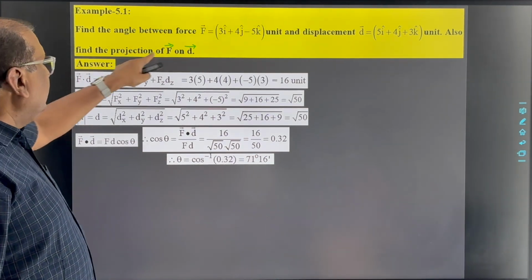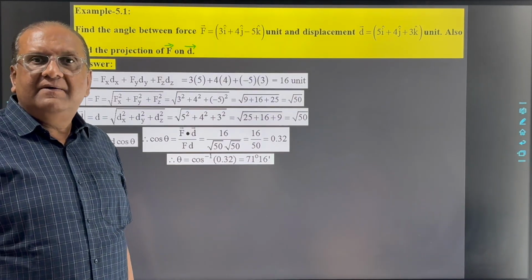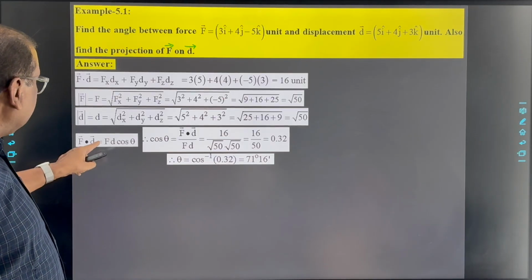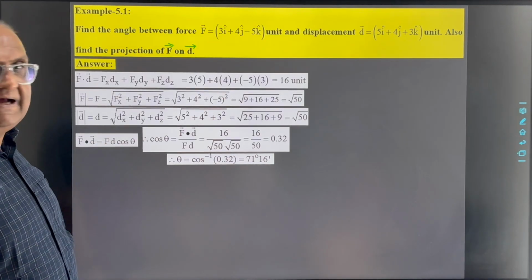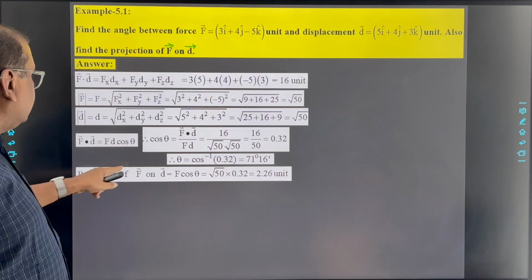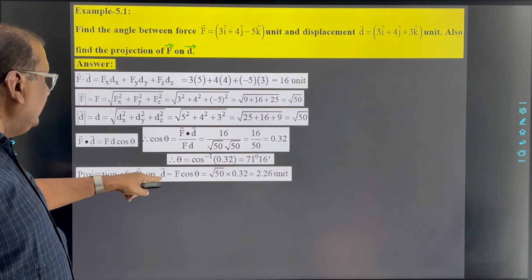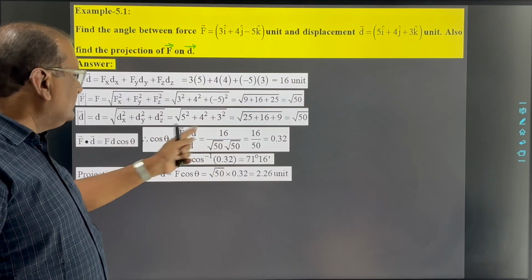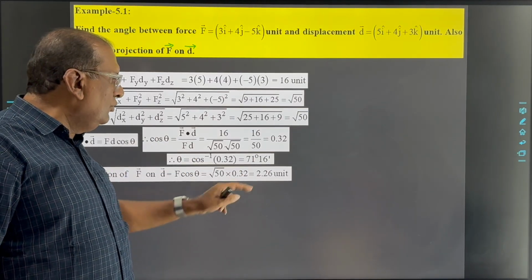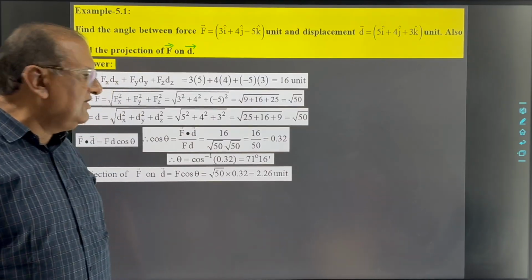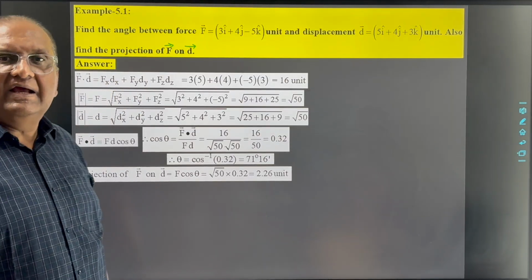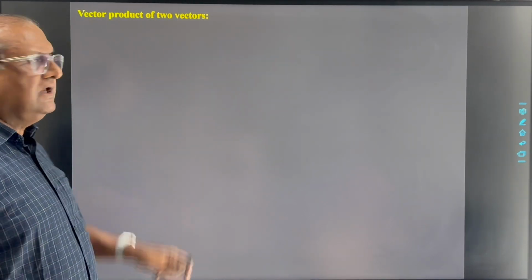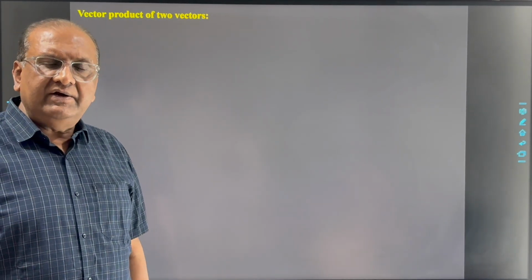Now we have to find the projection of F on D. So projection of F on D, that is F cos theta, right? So projection of vector F on vector D, that is F cos theta. F, that is root 50, cos theta, that is 0.32. So this will be 2.26 unit. Clear? Dear students, now the next topic, that is vector product of two vectors.